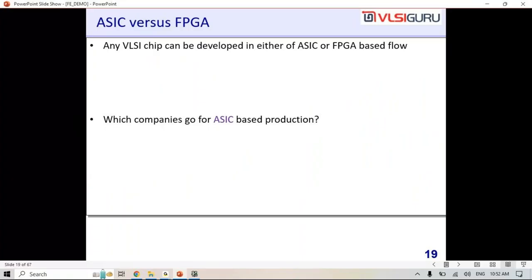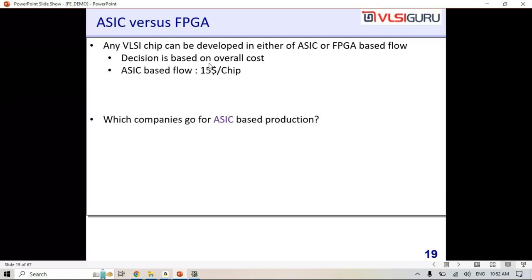Any VLSI chip can be developed in either ASIC or FPGA flow. Anything can be developed with ASIC, anything can be developed with FPGA. The decision is based on cost and some other factors, majorly cost. Because why? I'll tell you.